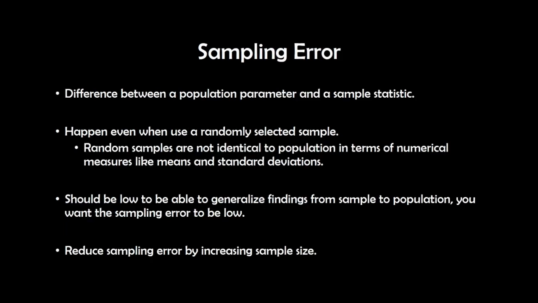Okay, the next one is the sampling error. Basically, sampling error is the difference between a population parameter and a sample statistic. It happens even when we use a randomly selected sample. Random samples are not identical to the population in terms of numerical measures like mean and standard deviation. It should be low to be able to generalize findings from the sample to the population. So we want the sampling error to be low. We can reduce the sampling error by increasing our sample size.